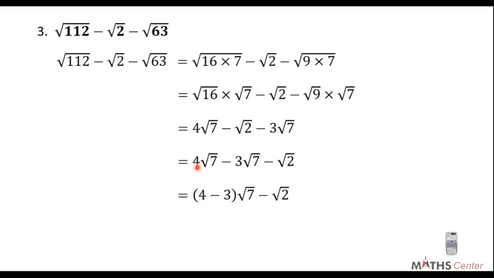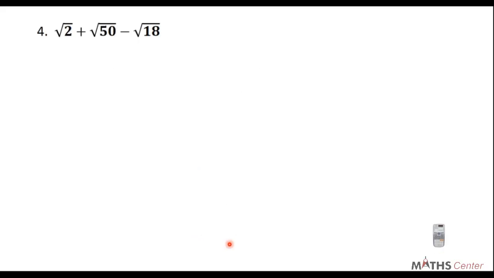So we are having 4 minus 3, then root of 7 minus square root of 2. 4 minus 3 will give us 1. So we are going to have 1 root 7, which is the same as root 7, then minus square root of 2. Now, since the number here is 7 and the number here is 2, we can't do the simplification any further, and this will be our final answer. Let's look at the last question.